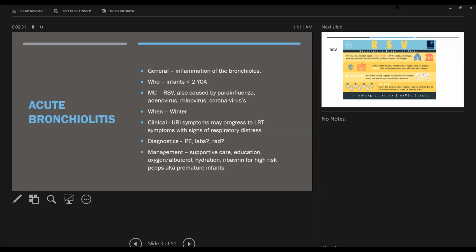Okay, so it can also be caused by parainfluenza, adenoviruses, rhinoviruses, and coronaviruses. So basically, any virus can cause bronchiolitis, but your primary bad actor is RSV, which is respiratory syncytial virus. It occurs in the wintertime primarily, but it can be a lot of other times of the year also when you look at the other viruses that cause it. But RSV itself is primarily a winter bug.